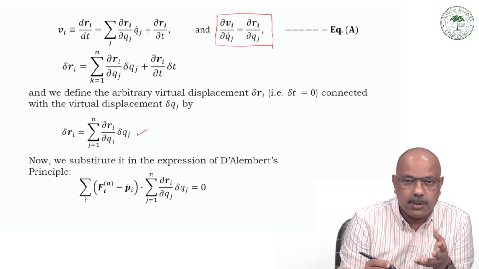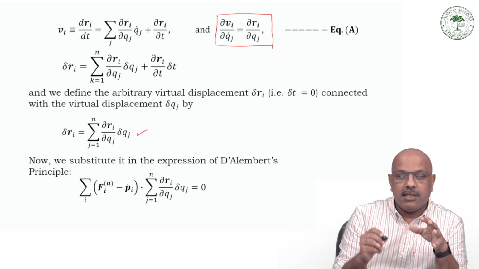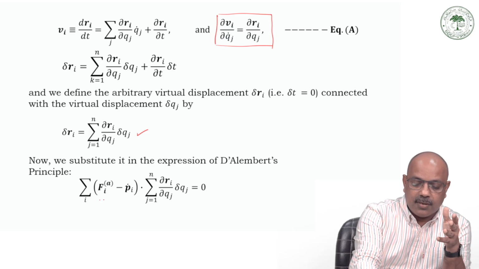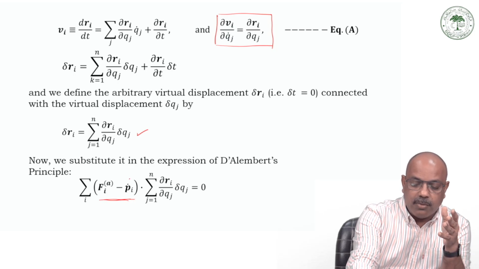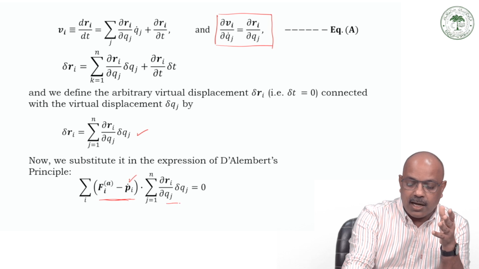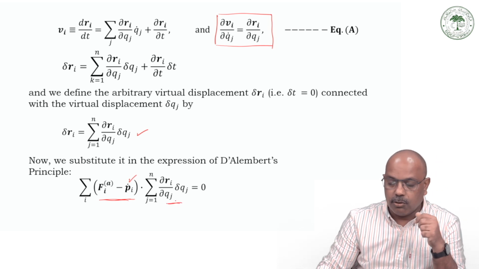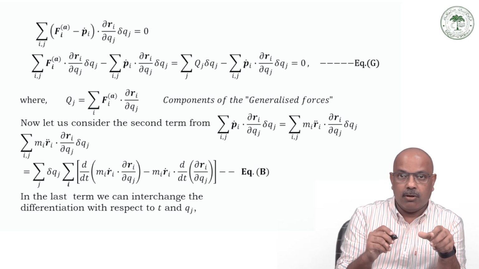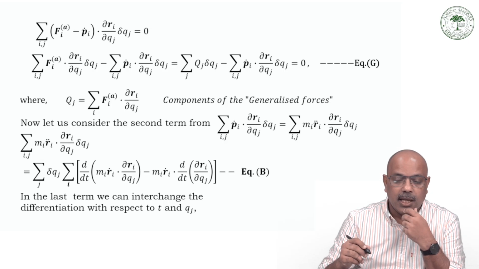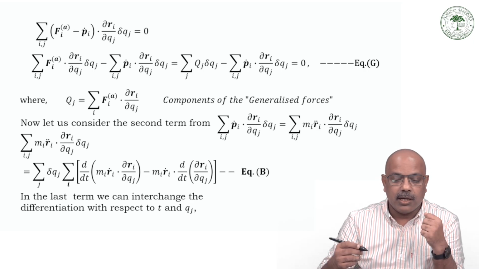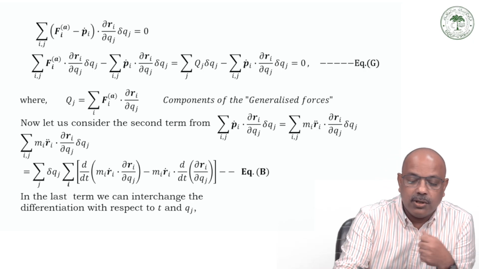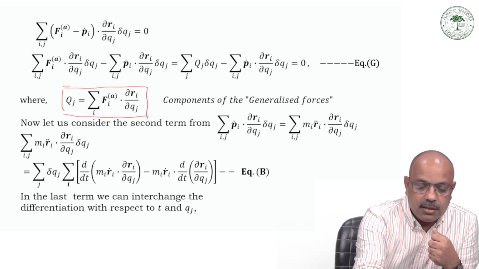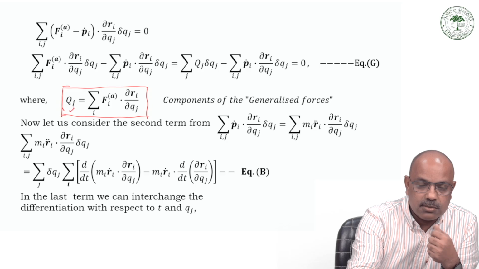We calculated the virtual displacement, and applying D'Alembert's principle, the work done by the applied force minus the reversed effective force times my virtual displacement is going to be 0, because we want my system to go from dynamic to static equilibrium. And then we do a certain mathematical calculation which I have already explained to you, and within that we come across this quantity, which is known as the generalized force. So this Q is my generalized force.